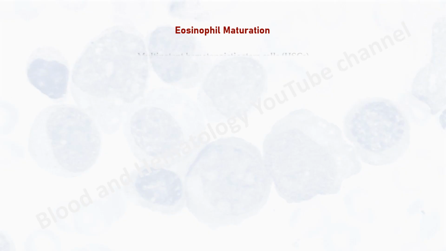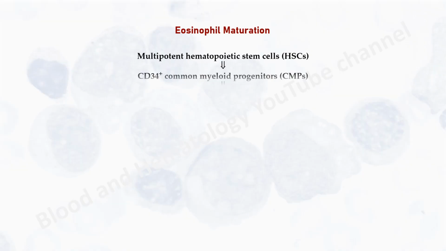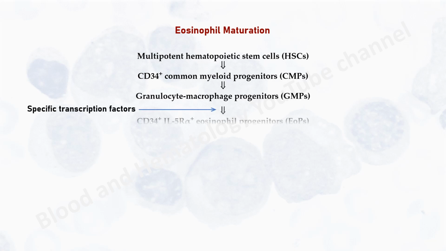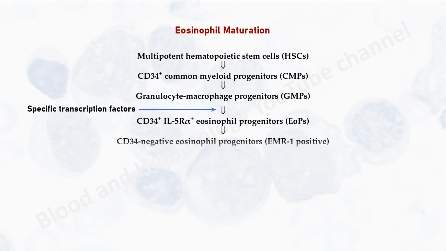Eosinophils originate from multipotent hematopoietic stem cells in the bone marrow. Multipotent hematopoietic stem cells give rise to CD34-positive common myeloid progenitors, which differentiate into granulocyte macrophage progenitors. Under the influence of specific transcription factors, granulocyte macrophage progenitors commit to the eosinophil lineage and become eosinophil progenitor cells, identified as CD34-positive and interleukin-5 receptor alpha-positive.